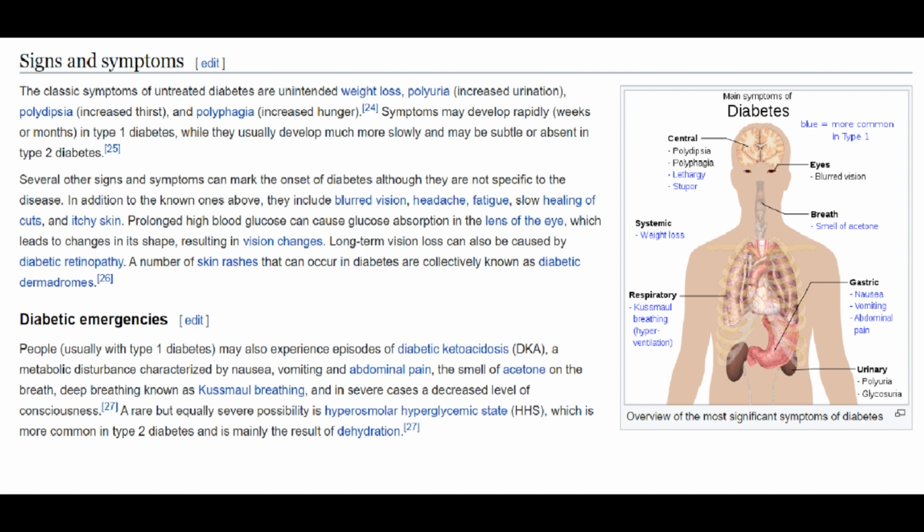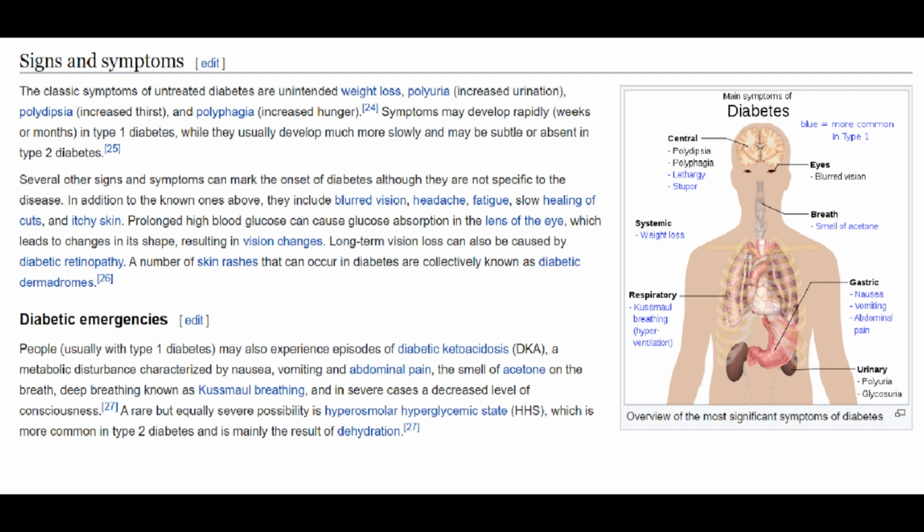Several other signs and symptoms can mark the onset of diabetes, although they are not specific to the disease. In addition to the known ones above, they include blurred vision, headache, fatigue, slow healing of cuts, and itchy skin. Prolonged high blood glucose can cause glucose absorption in the lens of the eye, which leads to changes in its shape, resulting in vision changes. Long-term vision loss can also be caused by diabetic retinopathy. A number of skin rashes that can occur in diabetes are collectively known as diabetic dermadromes.